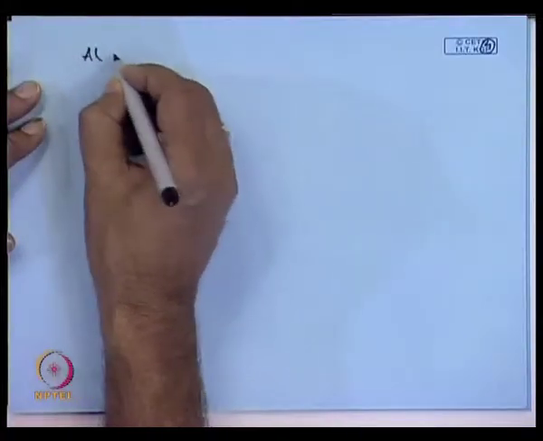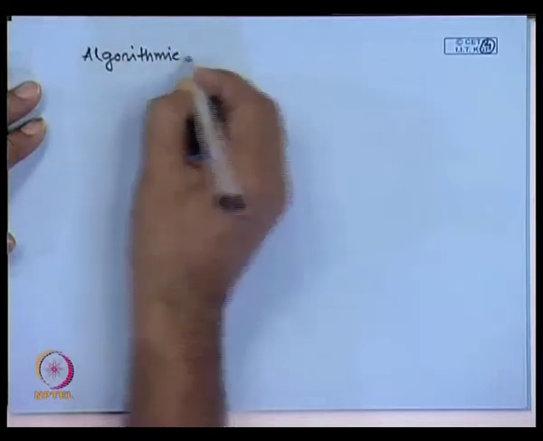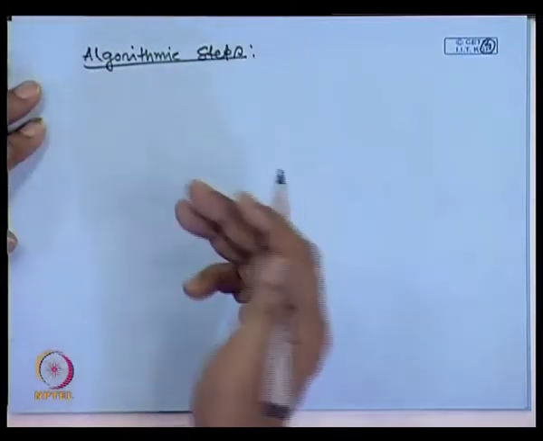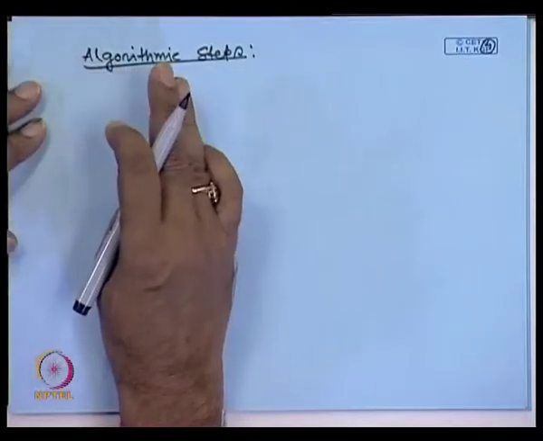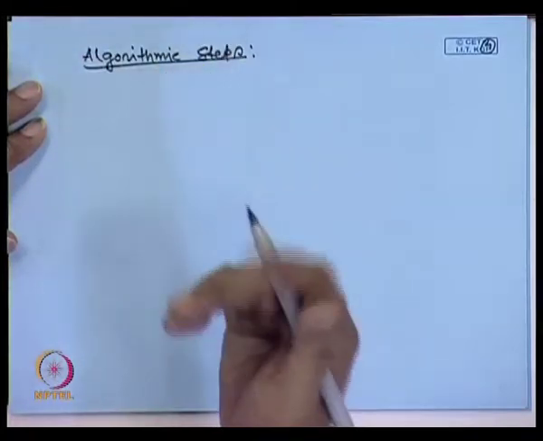So, we can now write our algorithmic steps for Newton's method to solve the unconstrained minimization problem. The steps are the same as earlier, what we have discussed for the steepest descent method and the conjugate gradient method, exactly the same way I will write it first.